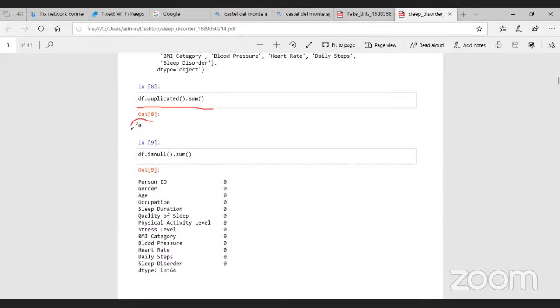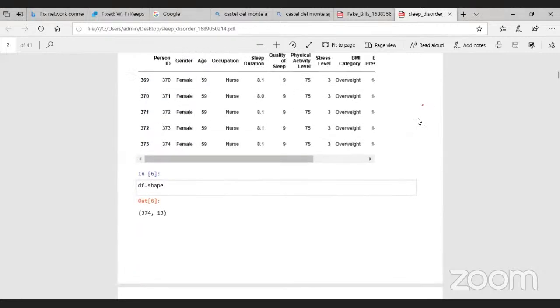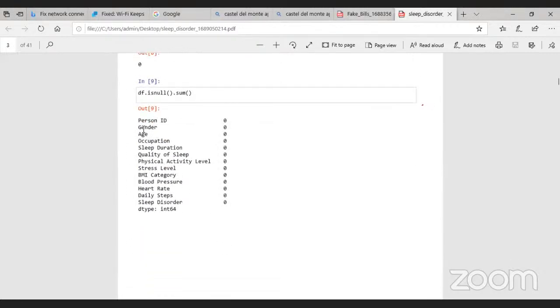There were zero duplicates, so I can confirm that there are no duplicate values. df.duplicated is a function, and then I sum all the duplicate values. Once I am aware that there are no duplicate values, the next thing I can do is go column by column and find out whether there are any null values in the columns. All the 13 columns, right? We have the 13 columns over here.